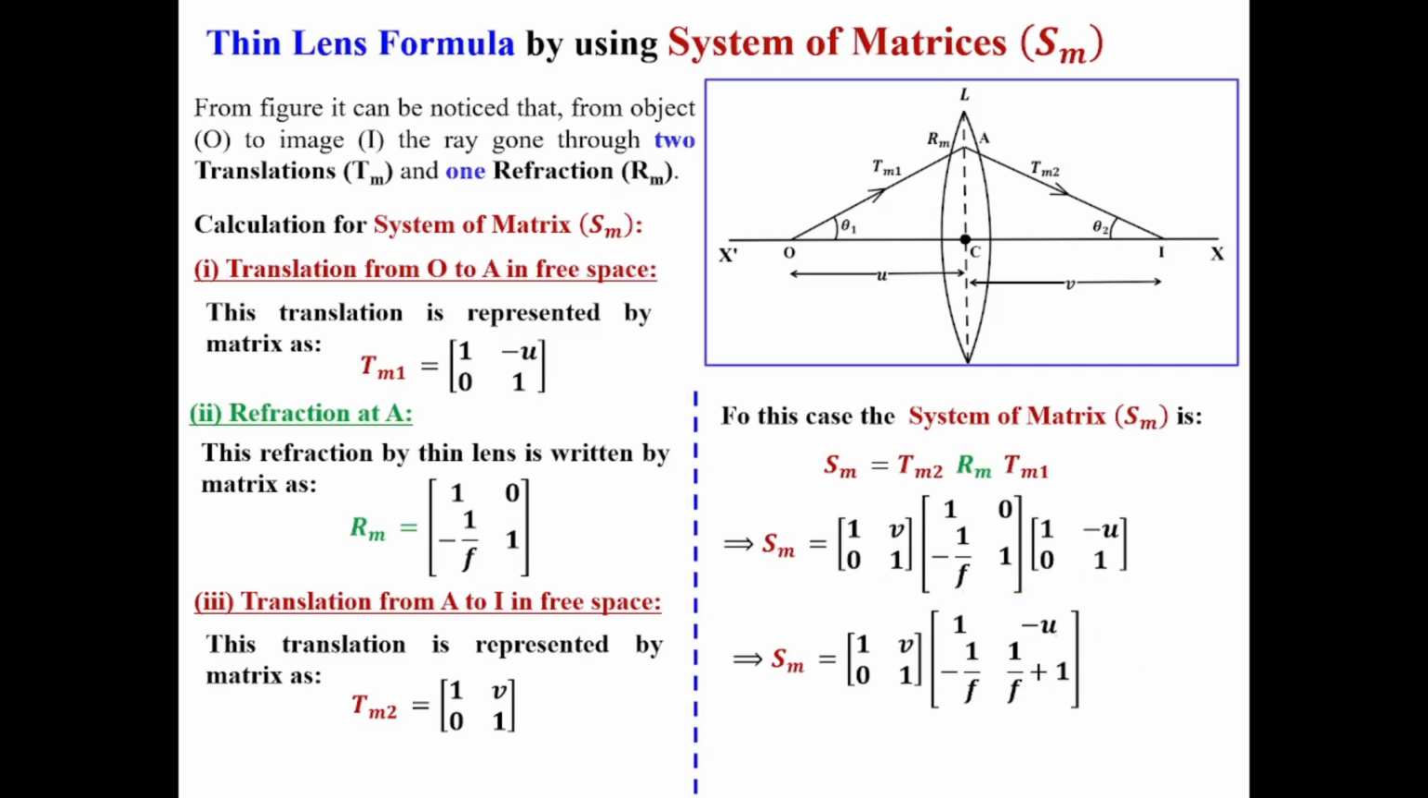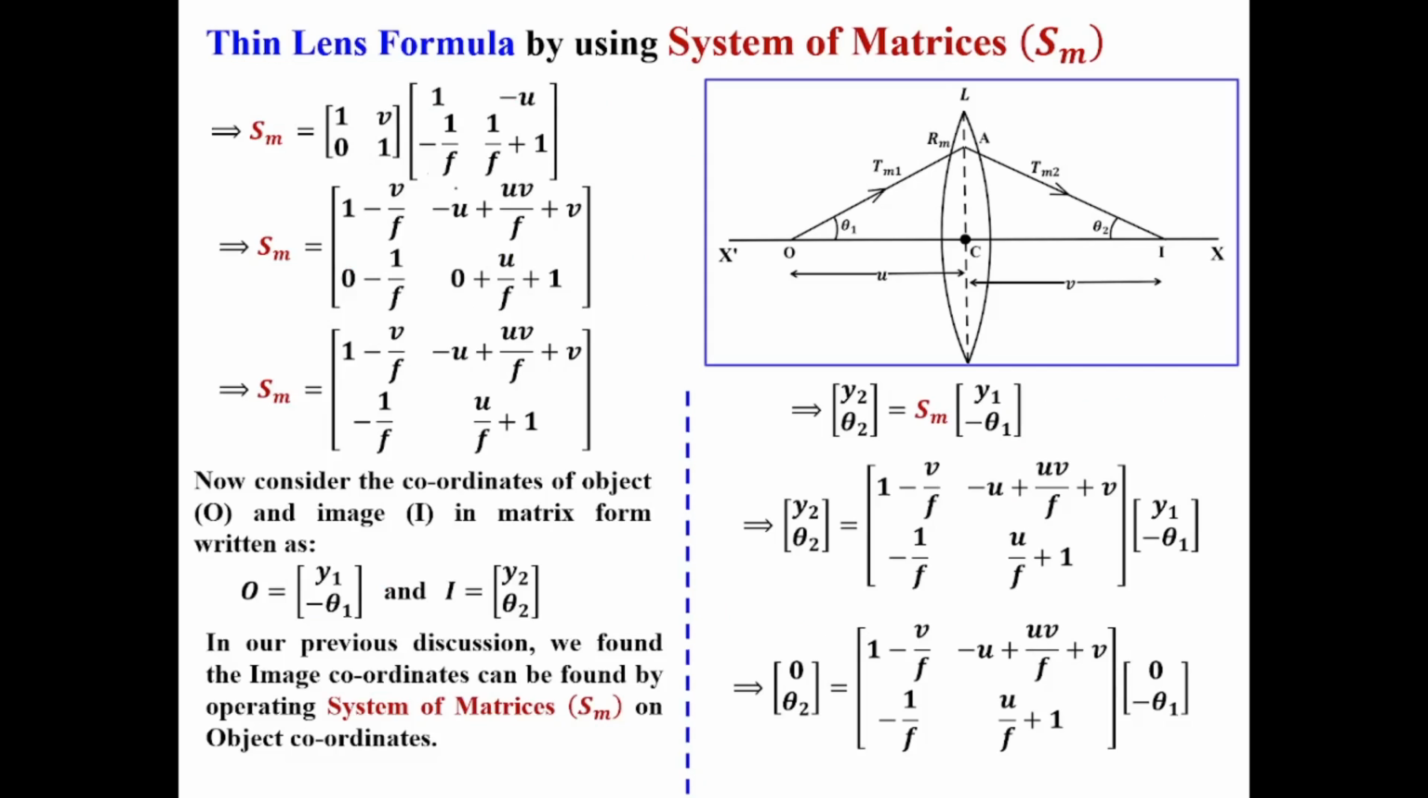Then we have to multiply these two matrices. Here I have written once again, just multiply these two matrices and simplify. You will find Sm equal to 1 minus v by f, minus u plus uv by f plus v, and this element is minus 1 by f, this one is u by f plus 1.